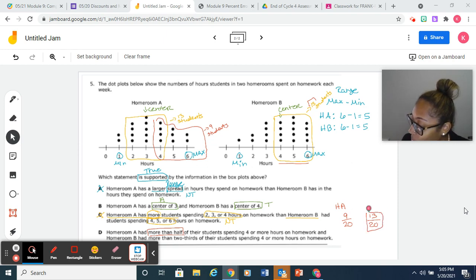Why? Because homeroom A already did not meet the expectation. It's not more than half. So this statement isn't going to be true no matter if 13 is 2/3 of 20 or not. 9/20 is not more than half. So this automatically makes this statement not true. So we can go ahead and stop there and X out or cancel out answer choice D. So our final answer for this question is going to be B.